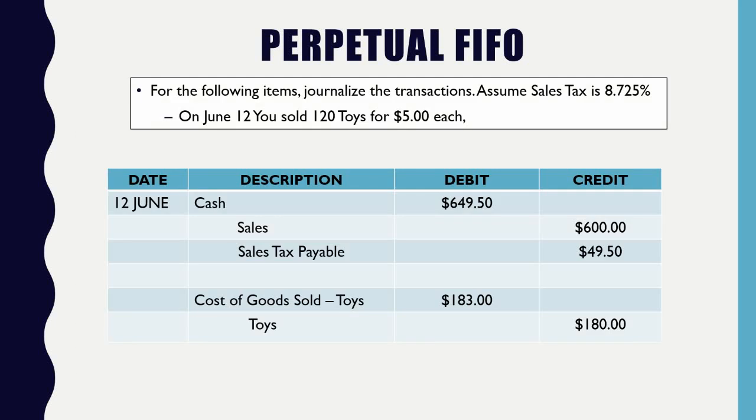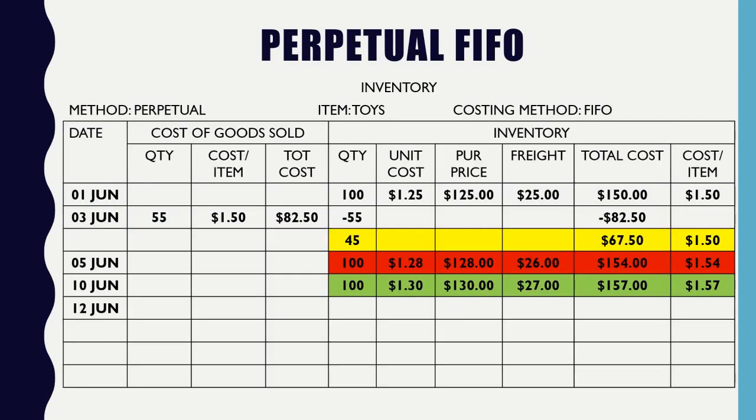Okay. So then what has happened when on June 12th I sold another 120 toys? I sold 120. If I'm using FIFO, which batch am I going to be taking from first? Yellow. Good. Now, is yellow enough to cover the whole 120 items? No. So that means I have to take from a second batch. And how much remaining do I need to take from my second batch? 75. Good. So we have 45 and 75 to equal 120, right?